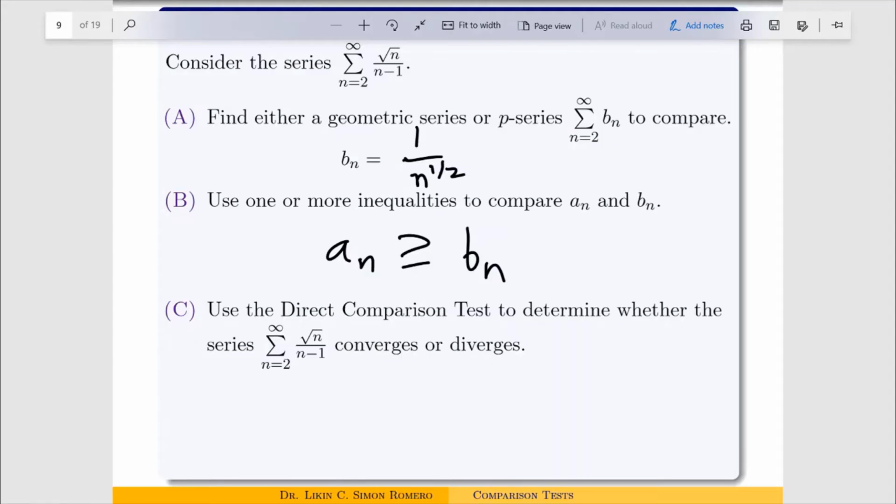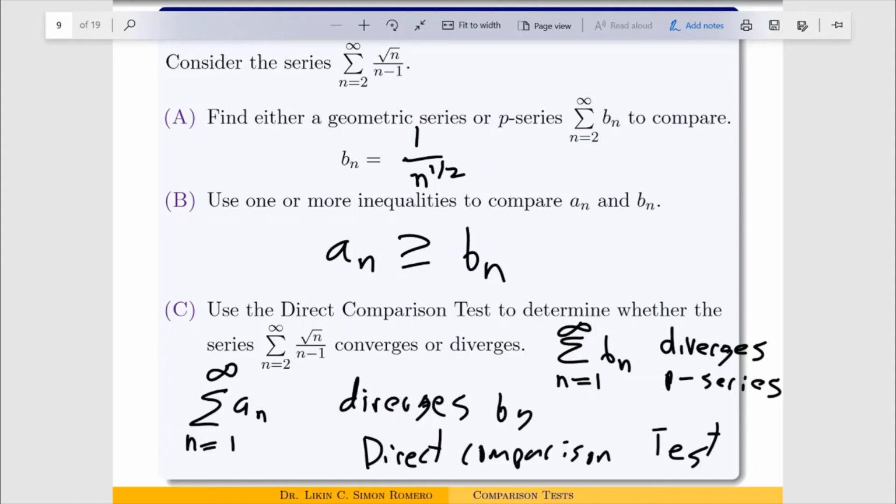Now for part C, we need to use the direct comparison test to determine whether our series a of n converges or diverges. And we observe that our series n equals 1 to infinity of b of n diverges by the p-series theorem because our p is equal to 1/2, which is less than 1. And because our series a of n is greater than or equal to a series that diverges, we know that the series n equals 1 to infinity of a of n diverges also, and this is by the comparison test.